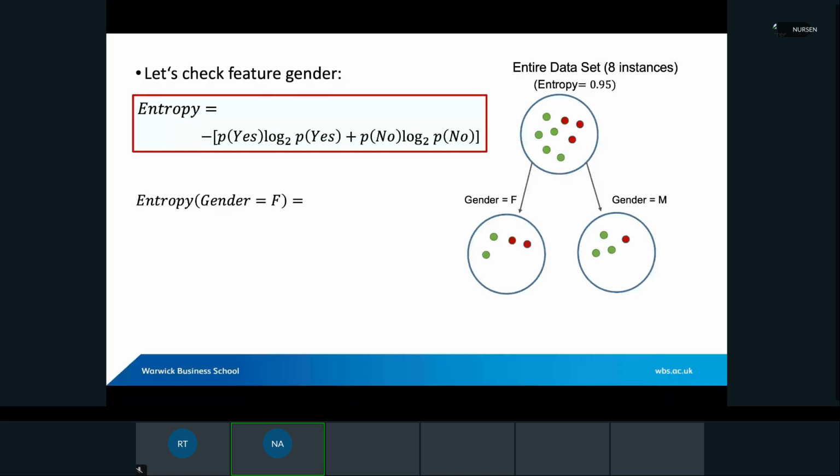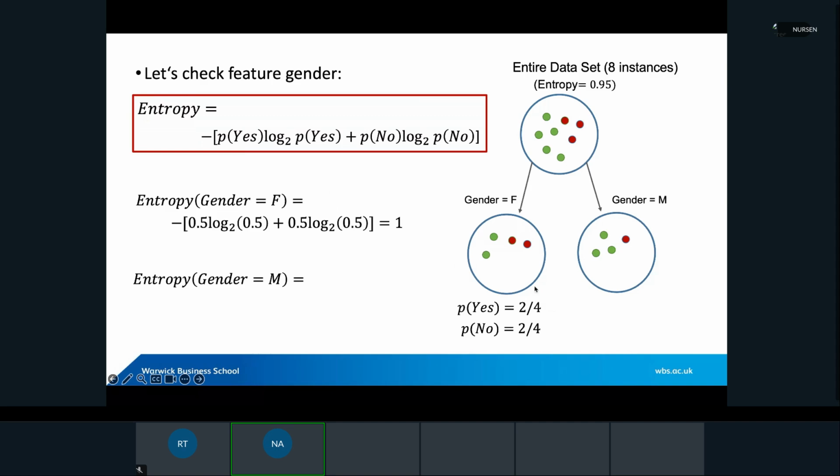So for female, you have already calculated it. We have 2/4 for yes cases, 2/4 for no cases. So this is highly impure, entropy is 1. When you put it down to the formulation, the probabilities are 0.5. So entropy equals 1. For the male case, what are the probabilities? For probability yes, 3/4. And for probability no, we have 1/4.